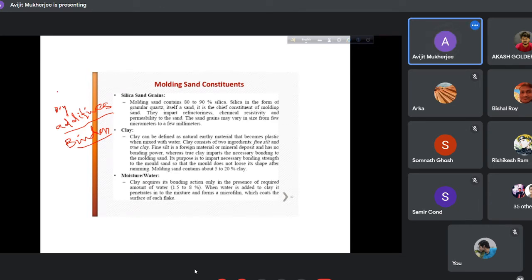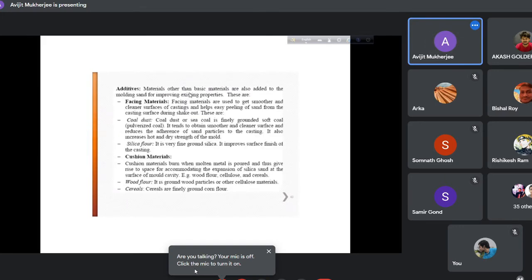So dry silica sand plus moisture plus binder, these three are the essential minimum, and plus additives if required, right? So all these four ingredients or constituents make the molding material. And when it is added with moisture, that is the green sand, right? So what we have mentioned, additives, are materials other than the base material, the sand, for the improvement of some properties.